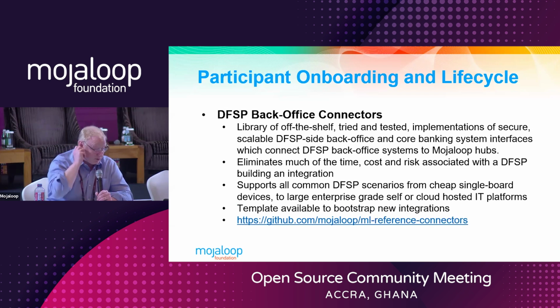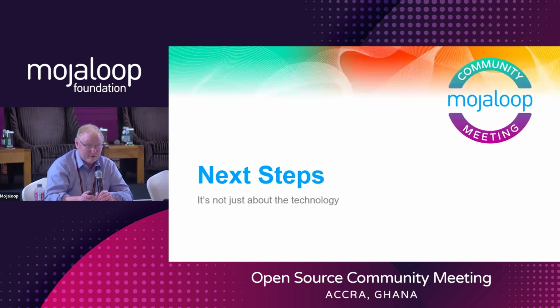But we also have, as Paul alluded to earlier, a library of off-the-shelf implementations of the core banking system connectors as well, the other side of an integration. We have a growing number of core backends that we support, from most of the common open source core banking platforms right the way through to the more complex proprietary systems that larger DFSPs like. So at this point, I'm going to hand back over to Paul to talk you through some next steps.